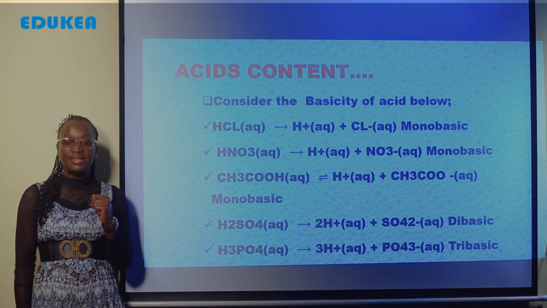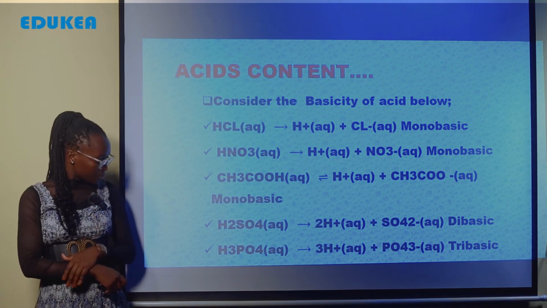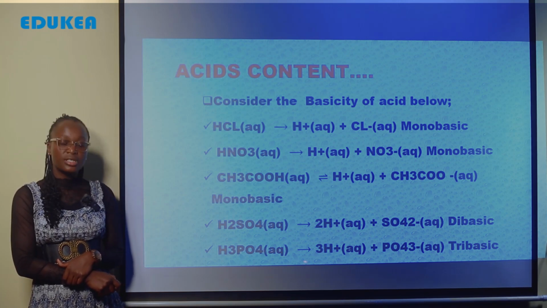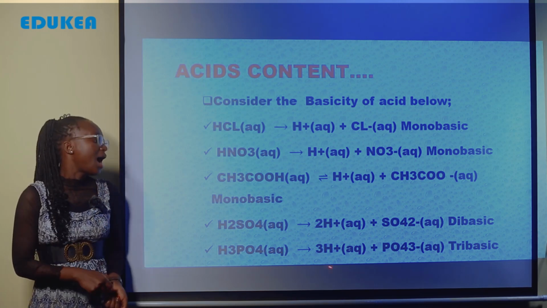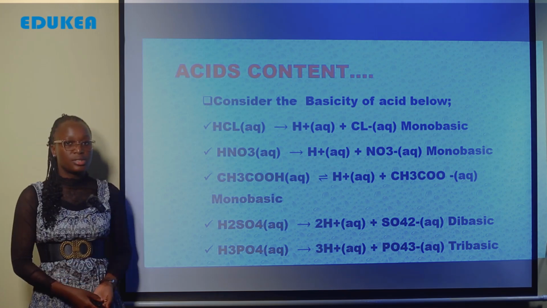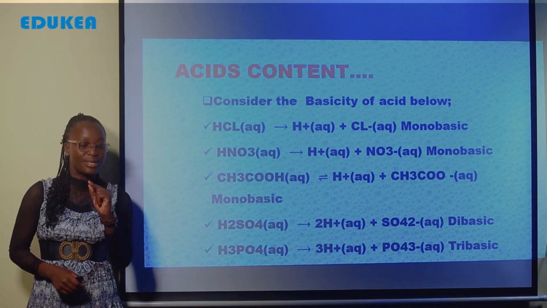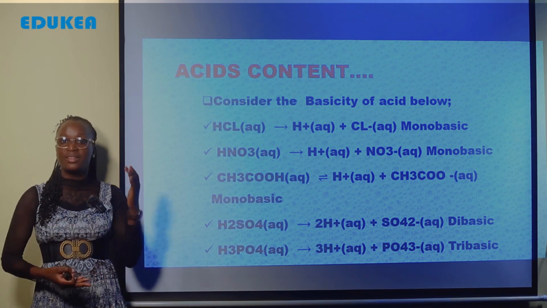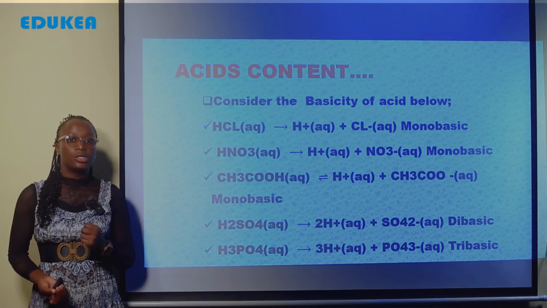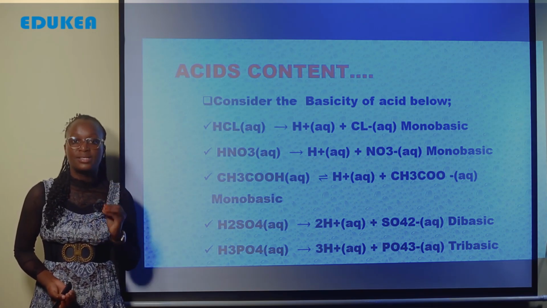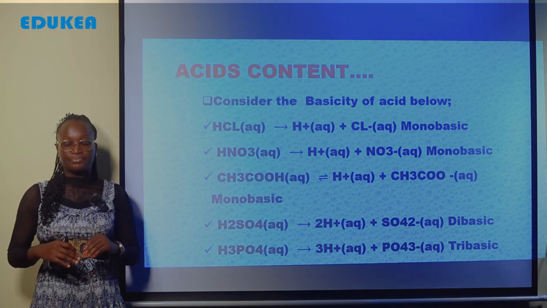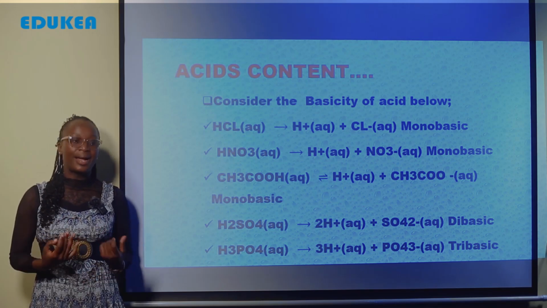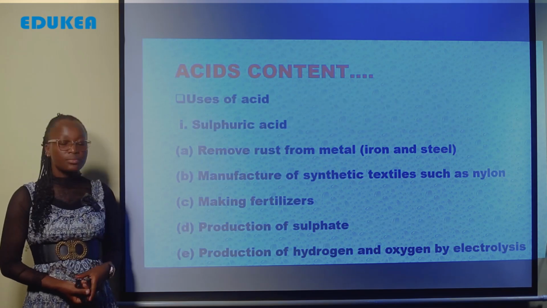And when we talk about phosphoric acid, we can see that the hydrogen atoms, which are positive charge ions, are 3 per molecule. So if its number is 3, we are going to have tribasic. And when there is 4, we are going to have tetrabasic, and so on. So when we talk of basicity, we are considering the number of hydrogen atoms per molecule. Ndo tunaziangalia. Yes?